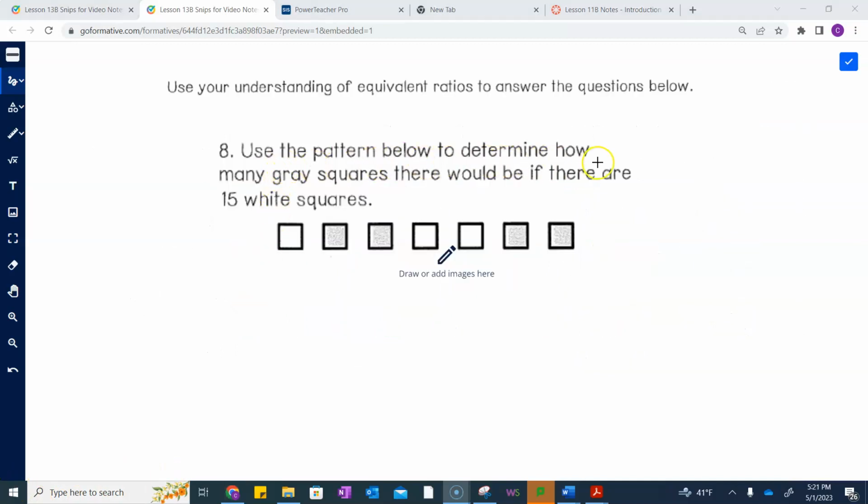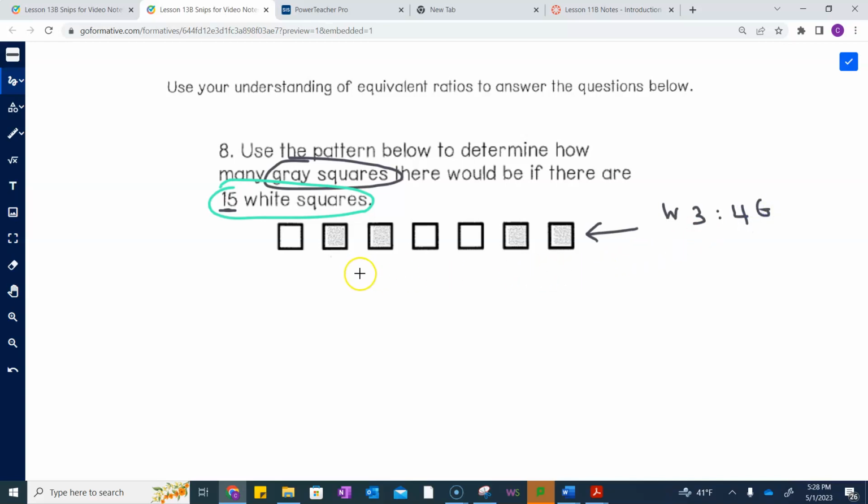So this says, use the pattern below to determine how many gray squares there will be if we have 15 white squares. So looking at the diagram, the ratio they're giving us, the pattern we need to stick with is that we have 3 white to every 4 gray squares. So the fraction would be 3 over 4. It might be easier to view it this way. It doesn't matter though. It'll all work out the same no matter how you express that ratio.